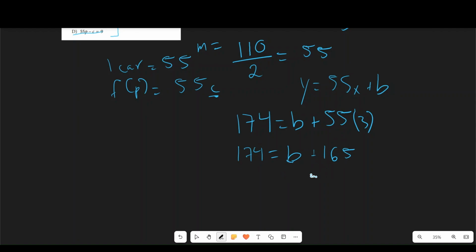And now we just need to isolate b. If we have a plus 165, that means we're going to subtract on this side. And whatever we do on one side, we do to the other side. So minus 165 on both sides of the equation.